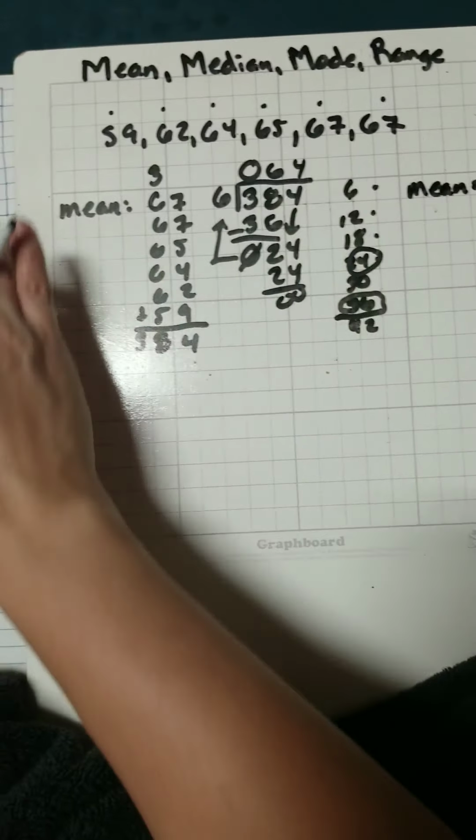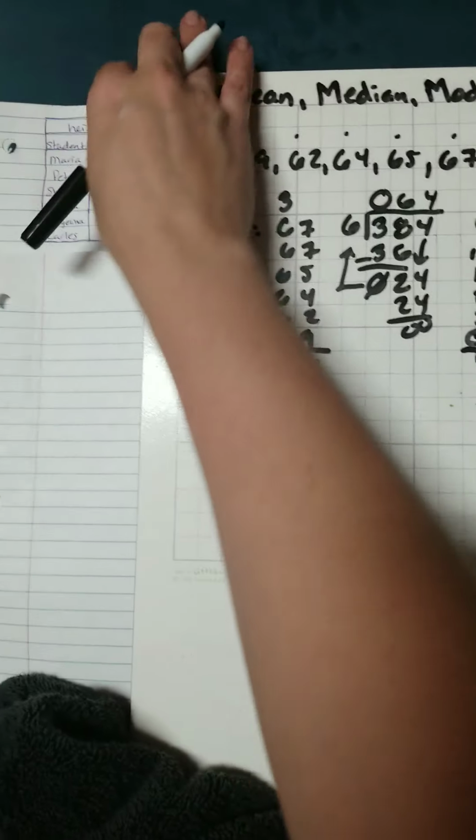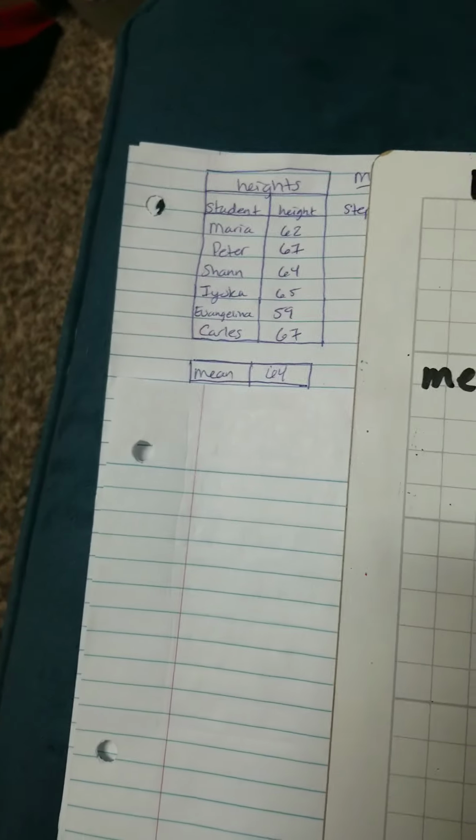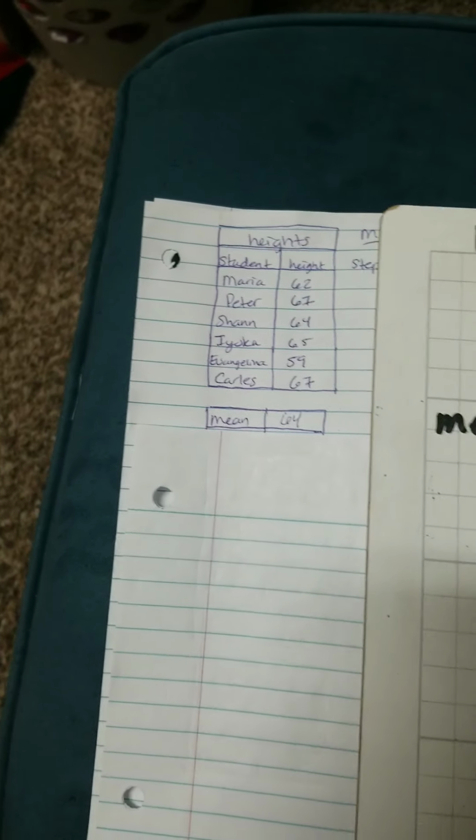Now I'm going to take that and create a table. And in my table, I'm going to say that my mean is 64. This is just going to help me keep track of all 4 parts of the data. All right, so let me erase this. Now we're going to talk about the median.